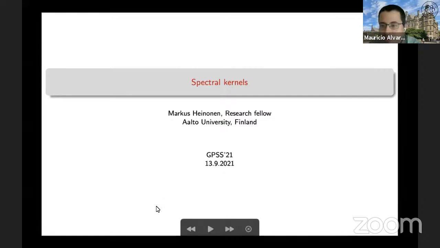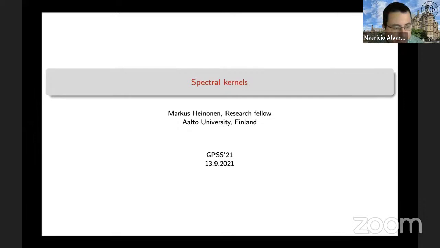I'm very happy to have Marcus Heinonen here. Marcus is a research fellow at Aalto University, and he has been working on Gaussian processes for a long time now. He's also been looking at ways to combine differential equations and Gaussian processes. But today he's going to be talking about spectral kernels, which is a very nice way to end the set of talks today on GPs, kernels, and then kernels by Nicholas. So thanks again for doing this, Marcus, and happy to have you here.